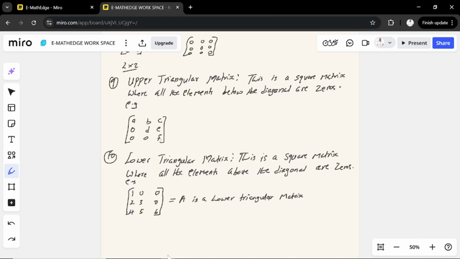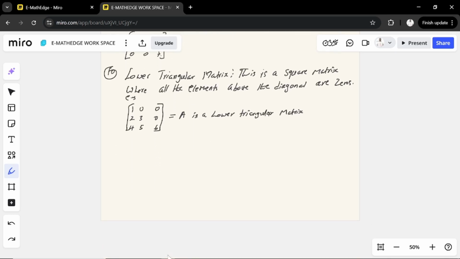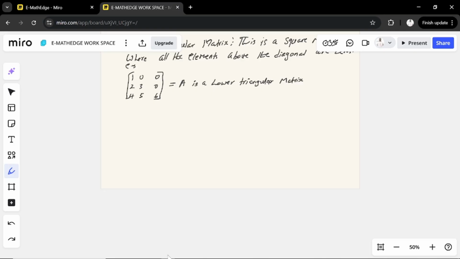So these are the basic things to take note of when it comes to the upper triangular matrix and also the lower triangular matrix. It forms an angle at the upper part of the matrix. That's for upper triangular matrix. And also for the lower triangular matrix, a triangle is formed at the lower part of the matrix. So the next terminology we are going to be looking at is the transpose matrix.